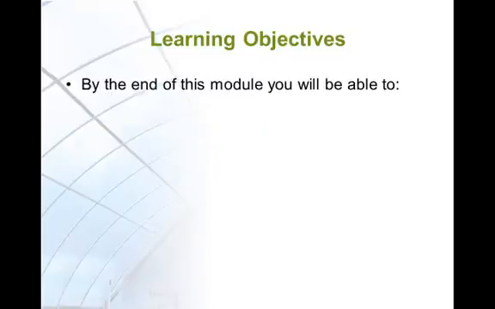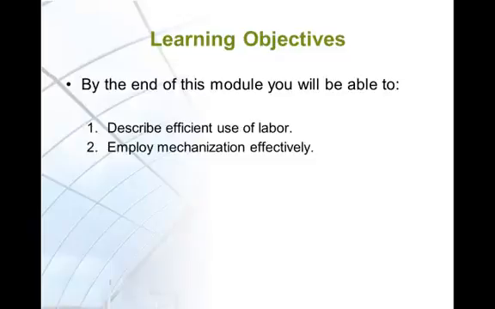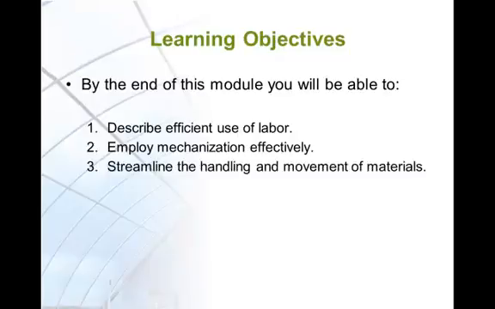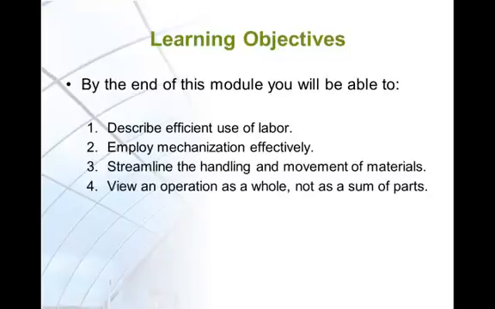There are 4 learning objectives in this module on material flow and labor flow design. By the end of this module, you will be able to describe efficient use of labor, employ mechanization effectively, streamline the handling and movement of materials, and view an operation as a whole, not as a sum of parts. Our focus in this module is streamlining the handling and movement of materials between tasks. Efficient use of labor, a huge cost to growers, is accomplished by streamlining the handling and movement of materials.